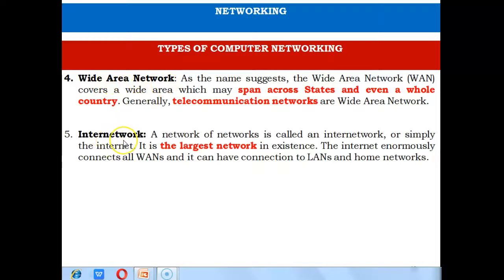The fifth type of computer networking is the Internetwork, otherwise known as Internet. This is the largest network in existence. The Internet enormously connects all WANs, LANs, and personal area networks or home networks together. So when we have all the networks connected together across the globe, we'll call that kind of network Internet.